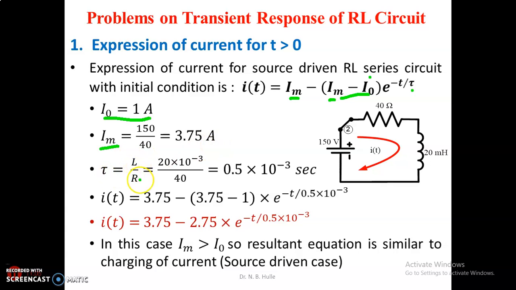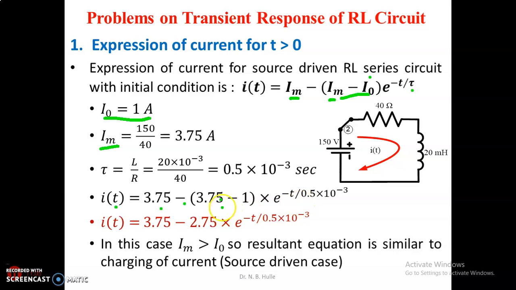Tau is equal to L upon R. L is the inductance, which is 20 into 10 to the power of minus 3, divided by 40. Its value is 0.5 into 10 to the power of minus 3 second. Now its expression for I of t will become I of t is equal to Im, which is 3.75, minus Im again, which is 3.75, minus I naught, which is 1, into e raised to the power of minus t by tau, and tau is 0.5 into 10 to the power of minus 3.